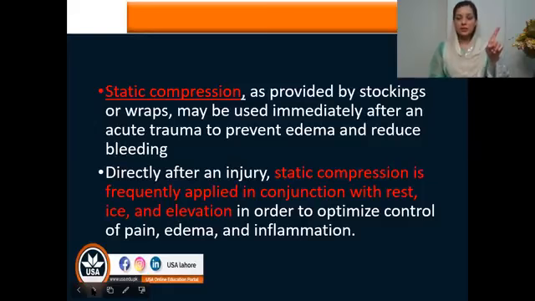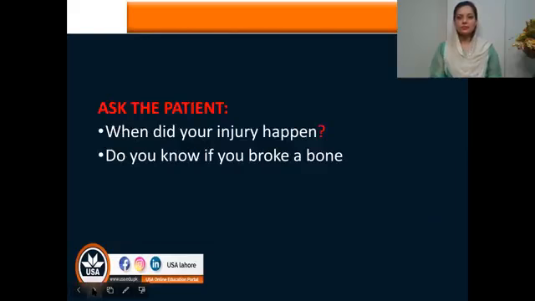That is not your intermittent compression, because intermittent compression will have motion there, and we do not want motion there. Fine. So static compression is frequently applied in conjunction with the rest, ice, and elevation, in order to optimize the control of the pain, edema, and inflammation. So ask your patient, when did your injury happen? Do you know if you have broken a bone?